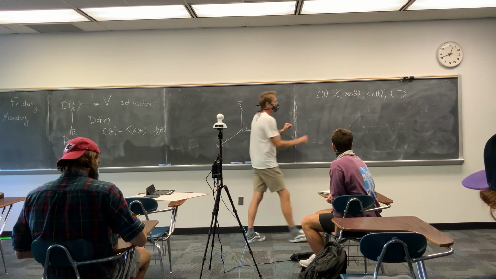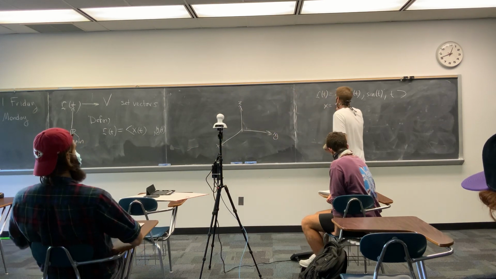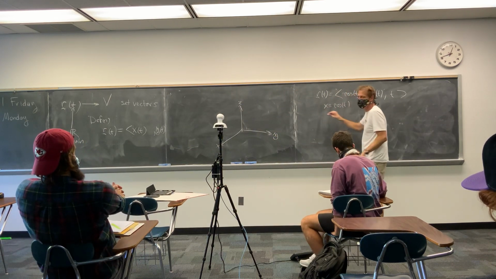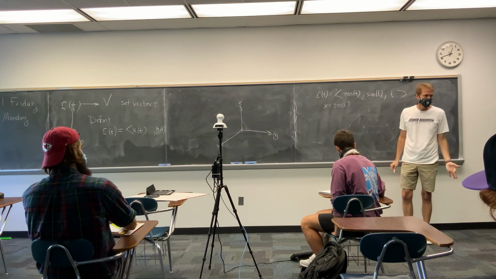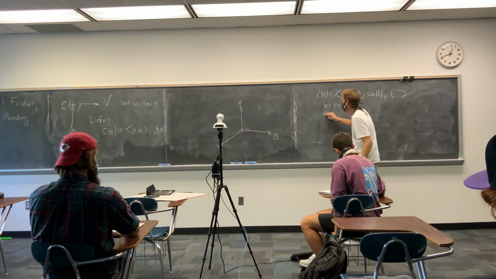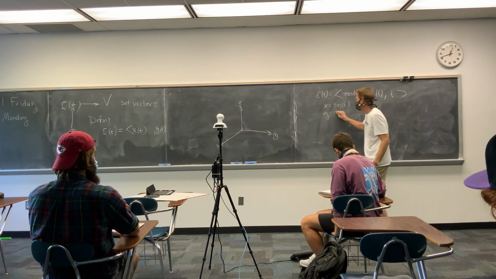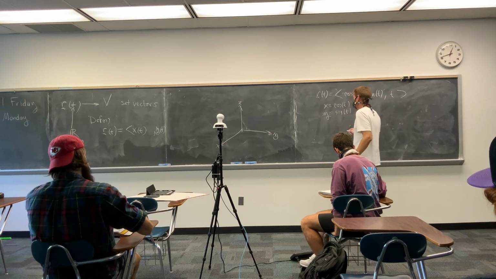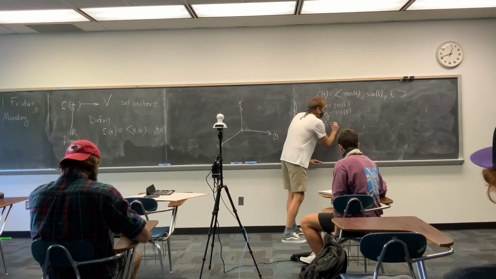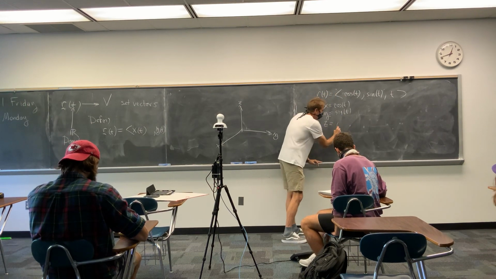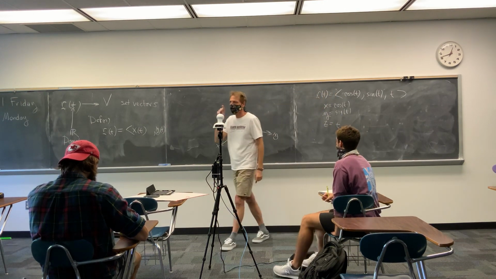Now if I look at x, my x coordinate is really cosine of t. I'm not even writing it x of t. My y is sine of t. And my z is t. Now this is the trick that works a lot.